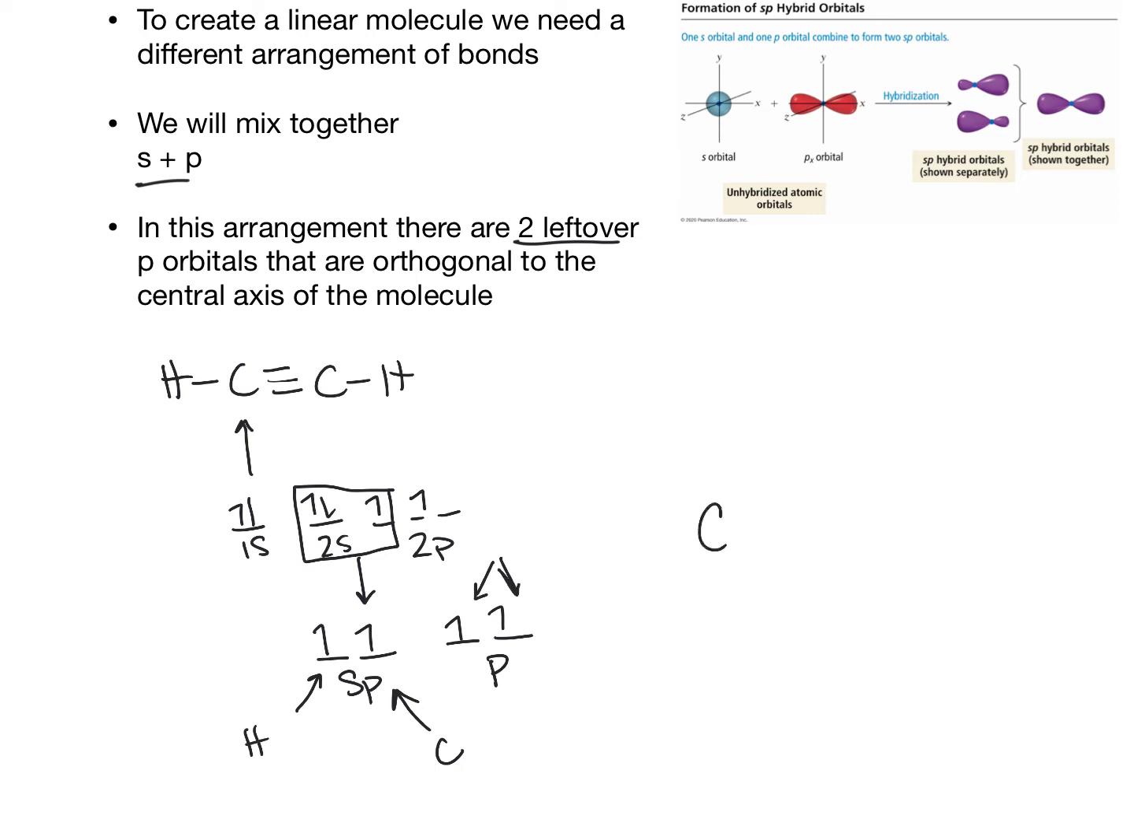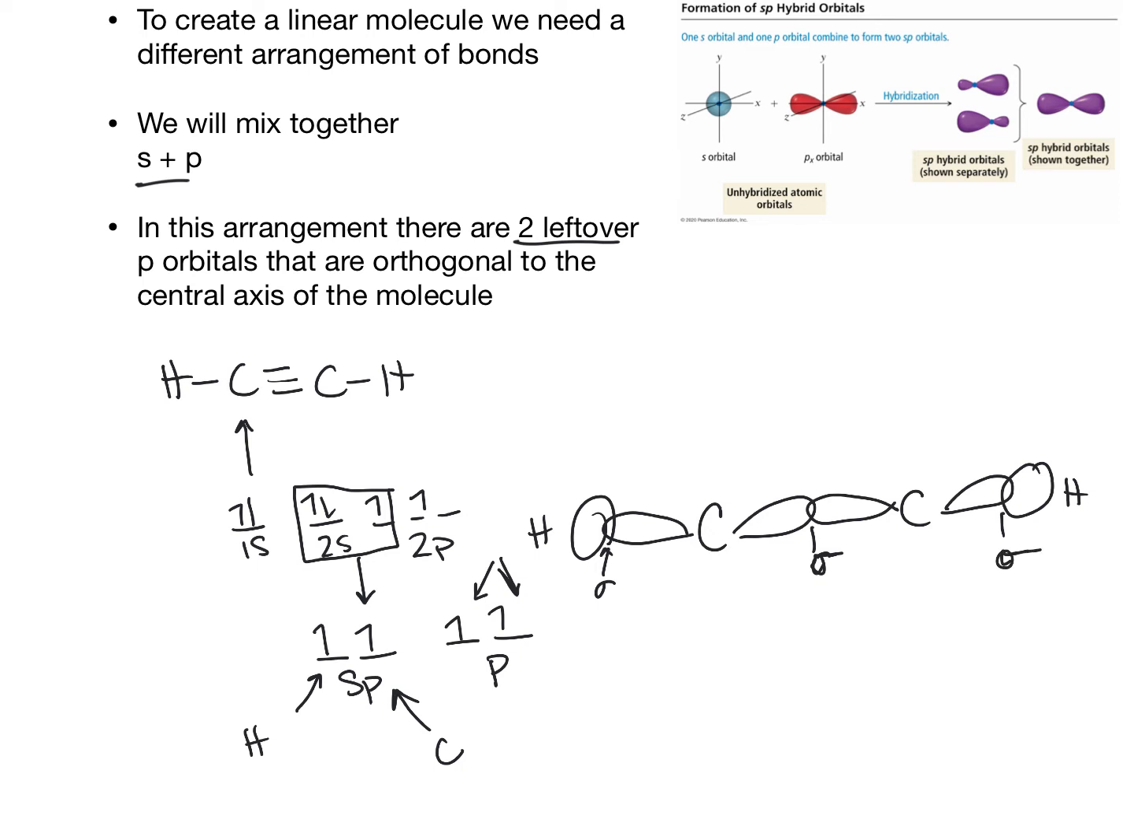So if we draw this out, our two carbon-carbon bonds are going to look like this with our hydrogens on the end. So we have a sigma bond here, a sigma bond here, and a sigma bond here. So once we start to think about the leftover p orbitals, if the sigma bond is in the plane of the paper, we're going to have one that is going to be up here.